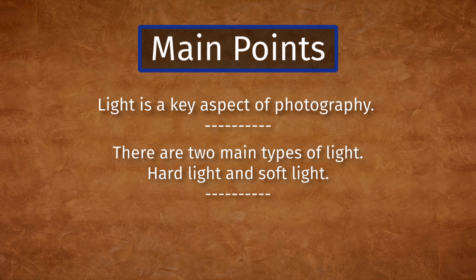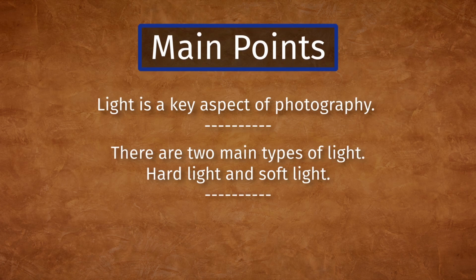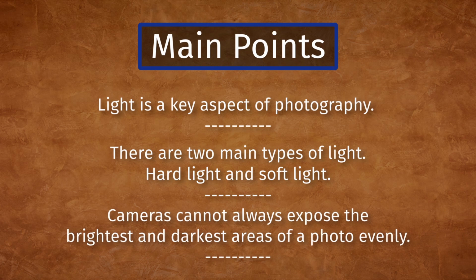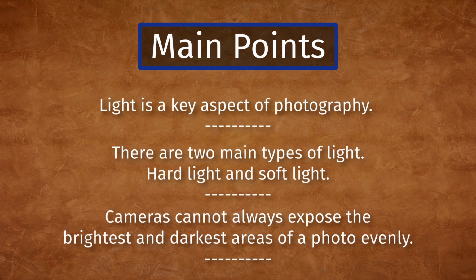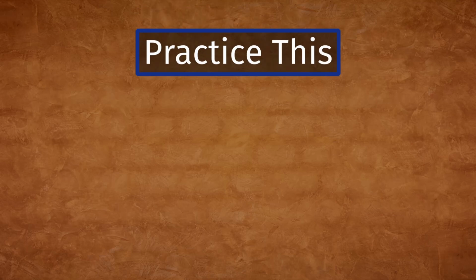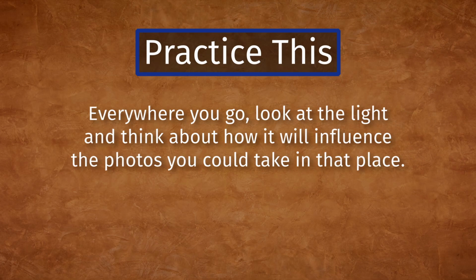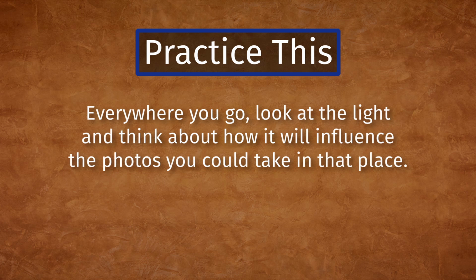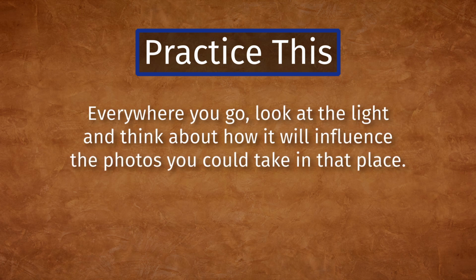The main points from this lesson are: light is a key aspect of photography. There are 2 main types of light: hard light and soft light. Cameras cannot always expose the brightest and darkest areas of a photo evenly. Practice this to improve your photography. Everywhere you go, look at the light and think about how it will influence the photos you could take in that place.